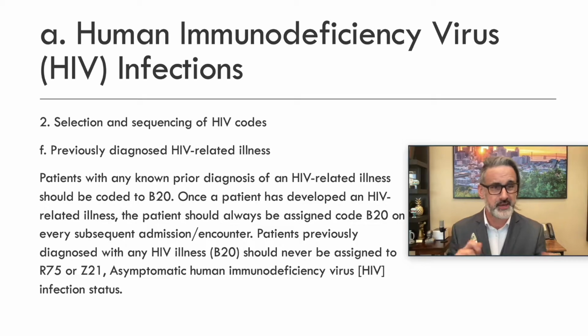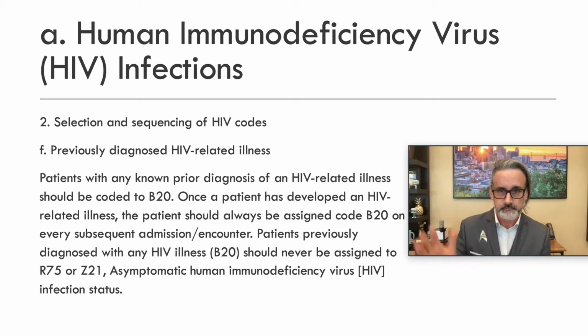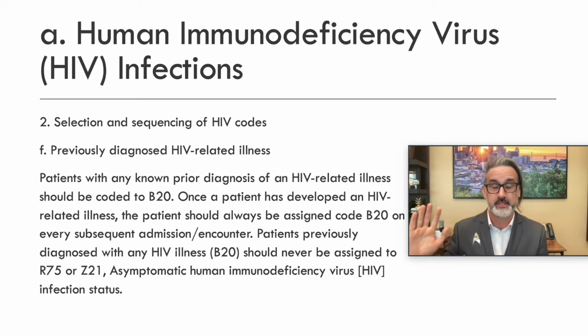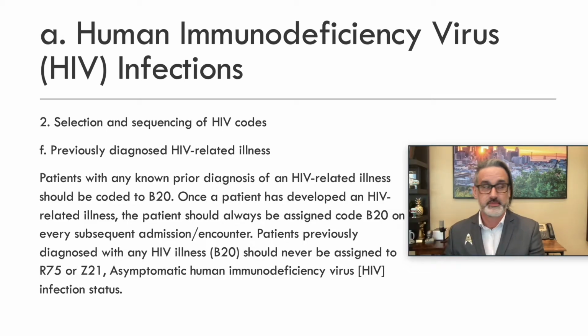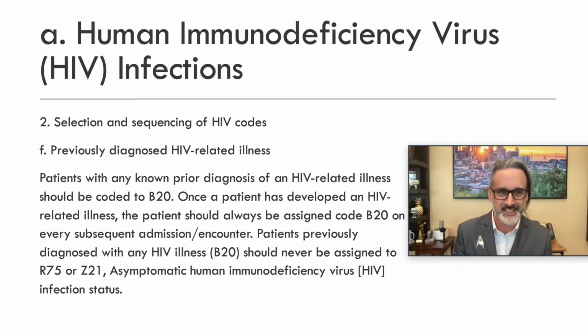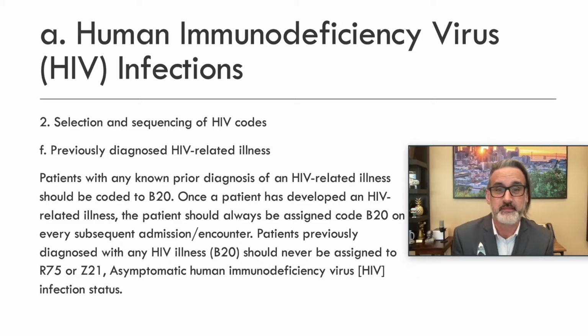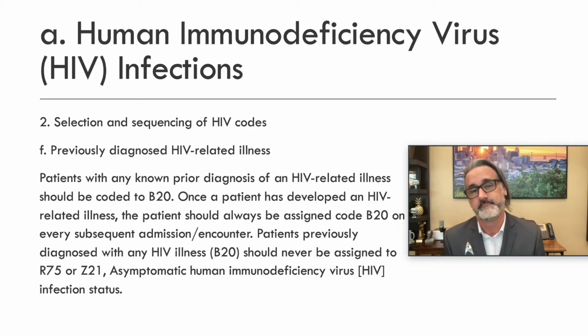So there's no yo-yoing back and forth between B20 symptomatic, Z21 asymptomatic, B20 symptomatic, Z21 asymptomatic, or maybe let's throw in an R75 in there somewhere for an inconclusive lab test. So they're just saying that once the patient has an HIV-related illness, we'll always be coding it B20, never going back to the R75, the inconclusive lab results code, or the Z21, the asymptomatic HIV status.